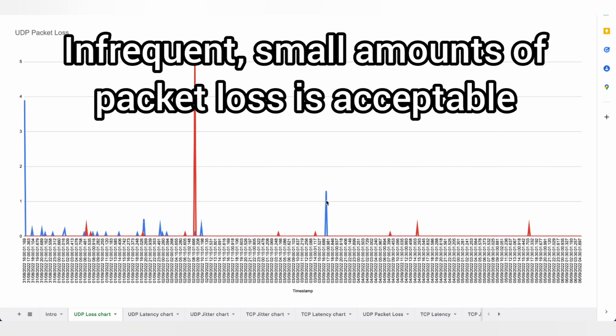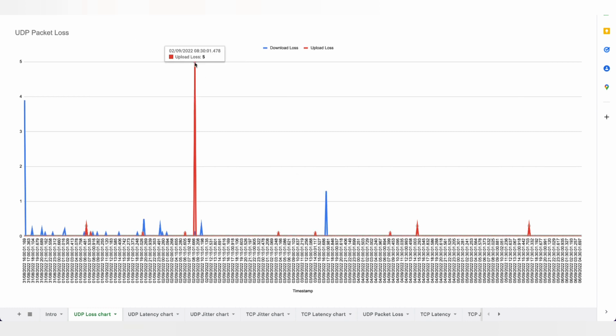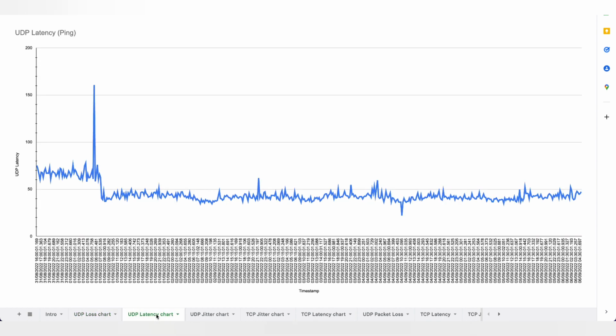Occasionally, there's a spike. This is a single test. Here's one that peaked at 5% upload loss. Maybe I was running a speed test simultaneously as that was running. I don't know. But these results are extremely good. So no problems at all there.